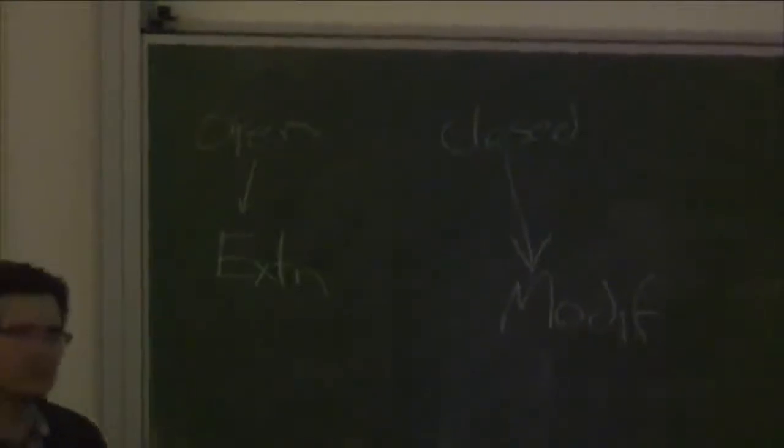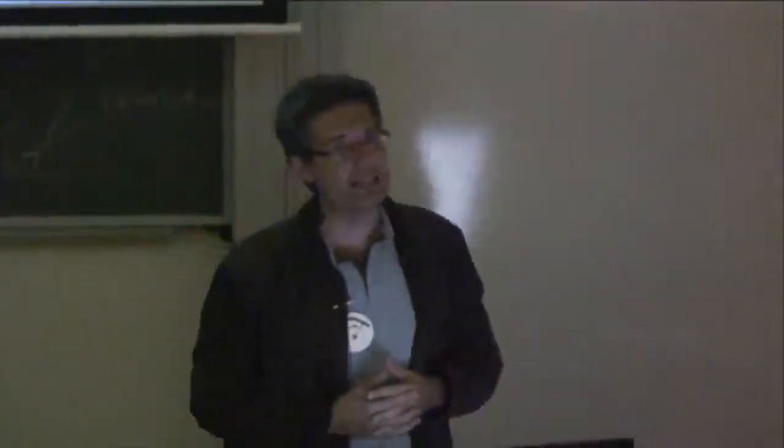So we want it to be open for extension, but we want it to be closed for modification. And it's very hard to do that, because either you give people the source and it's open for both, or you keep the source secret and it's closed for both, or you have a compiler that locks it down and it's closed for both, or you have some sort of general interpreted global variable environment and it's open for both. It's very hard to get one or the other.